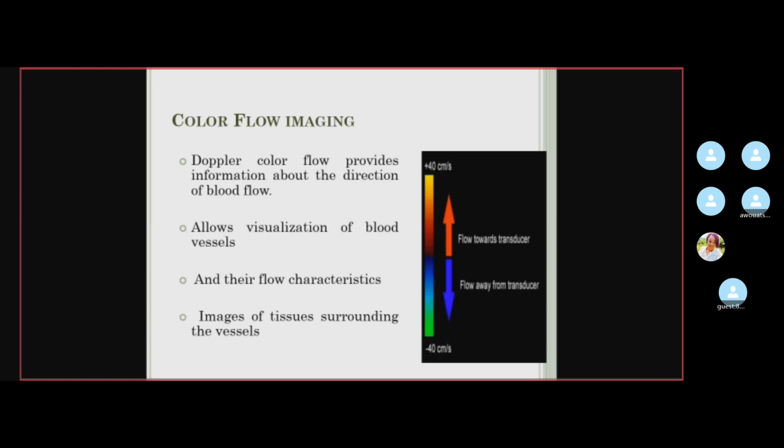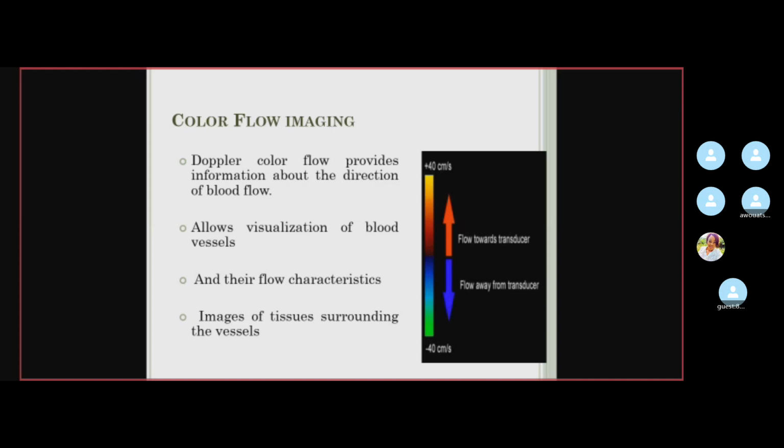Next is color flow imaging. The Doppler color flow provides us information about the direction of the flow, whether the flow is moving towards the transducer or moving away from the transducer. And what are the characteristics of that flow? Is it a turbulent flow? Is it slow moving or fast moving blood? Is there an obstruction? All this information can be taken from color flow imaging.